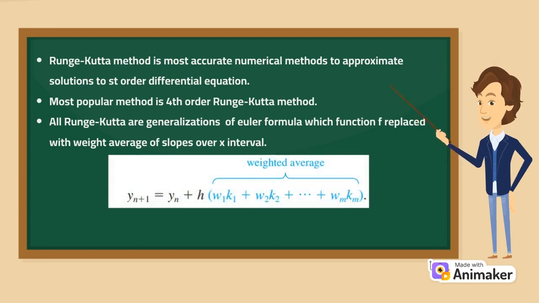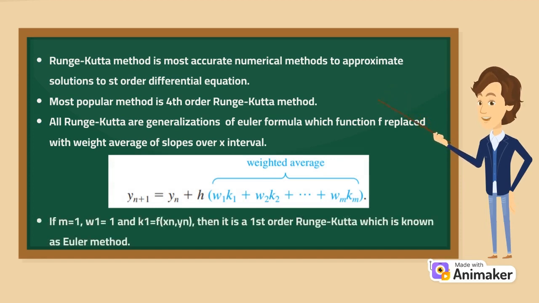This is the first equation of y at the n plus 1th time after function f is replaced with a weighted average over the x interval. By this equation, the Euler method is known as the first-order Runge-Kutta method when m1 equals 1, w1 equals 1, and k1 is function f at the nth time of x and y.